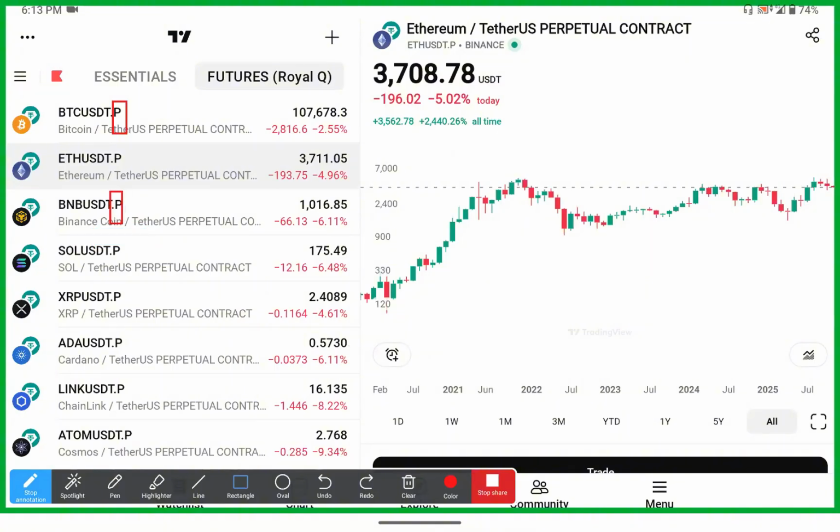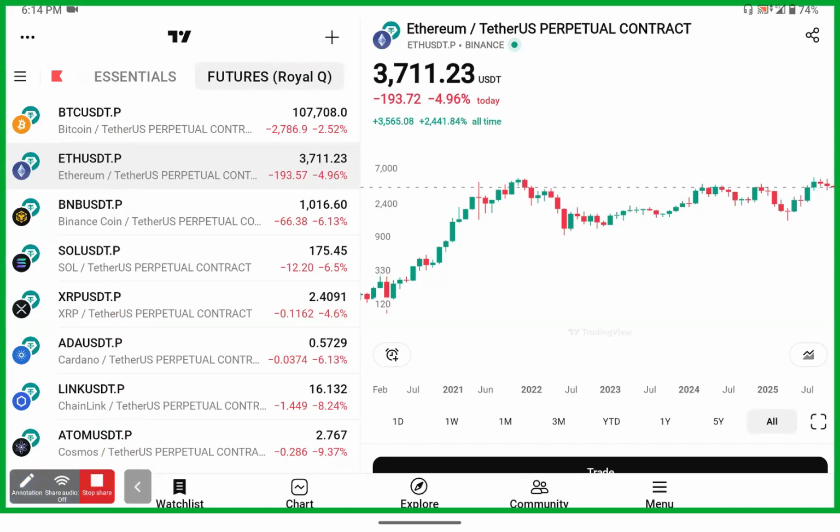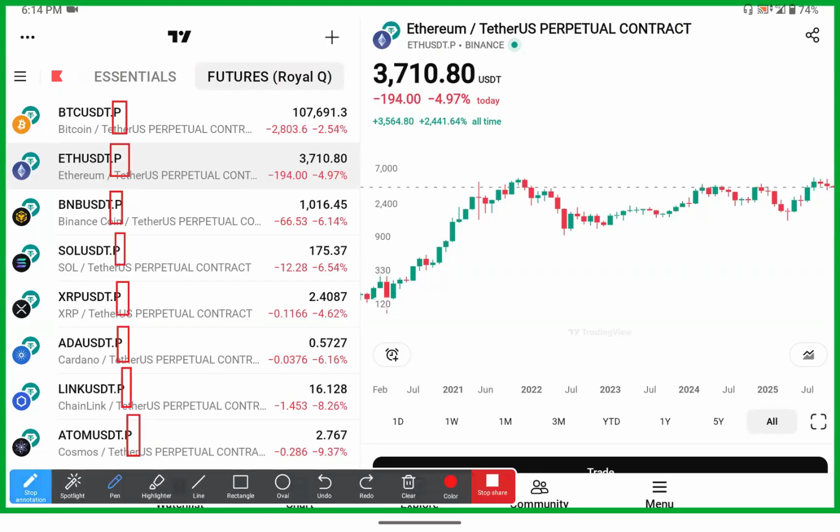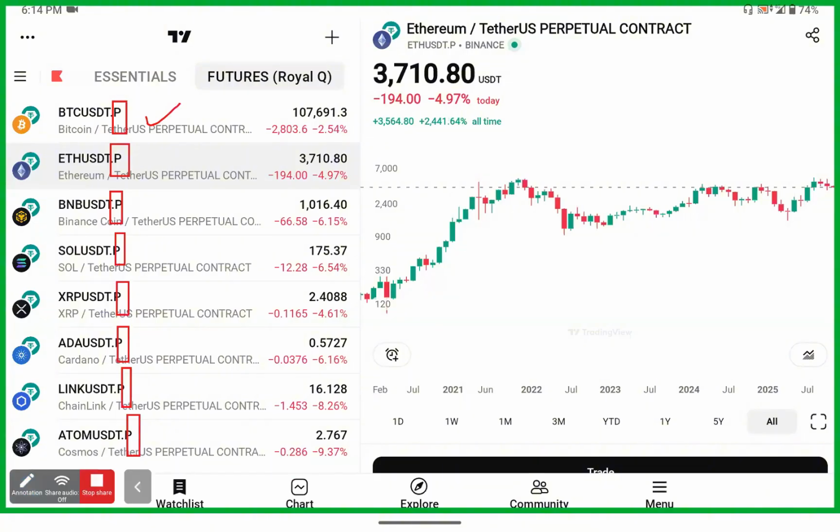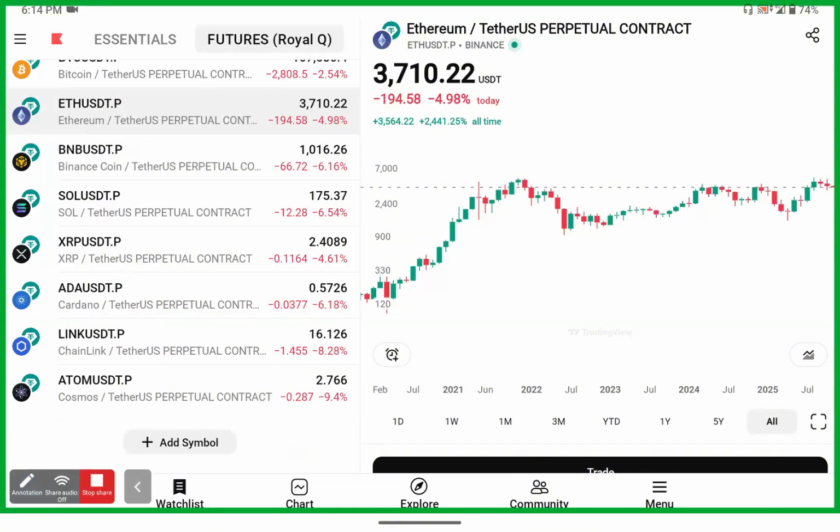Every coin you are seeing, why is it that it has the letter P? Because I want to focus on the futures. You get? Let me give you an illustration. However, I can still look for BTC without a P, and that is always the spot.